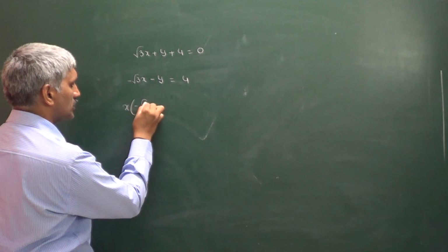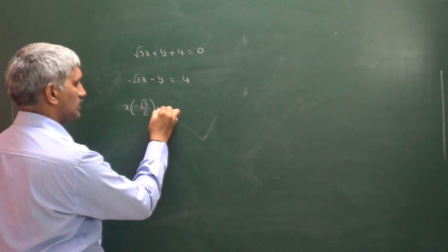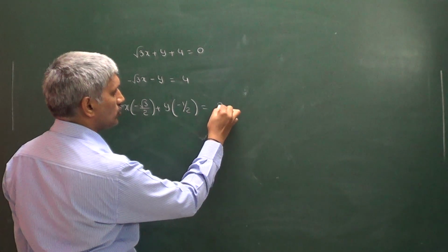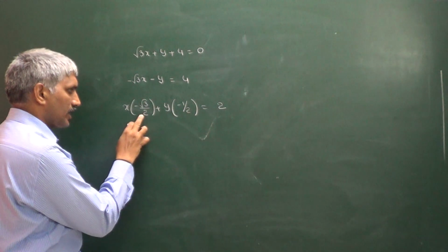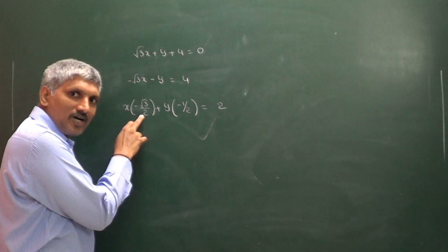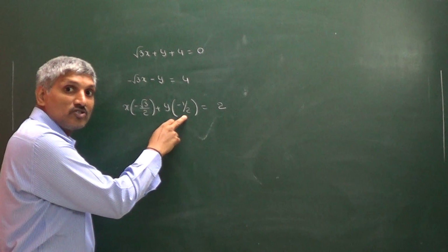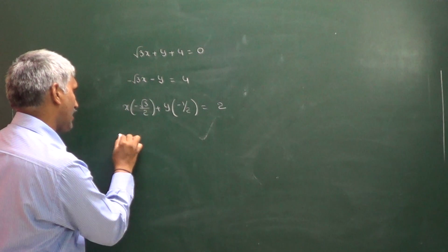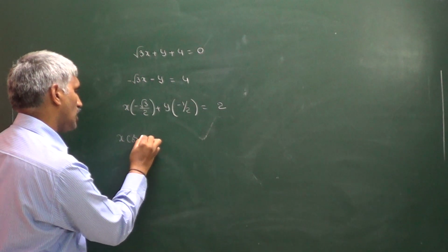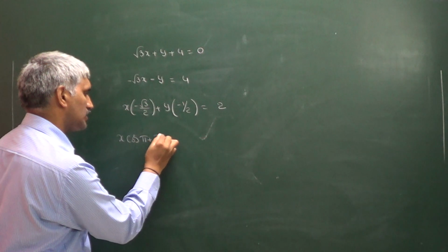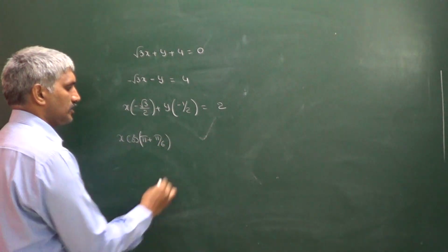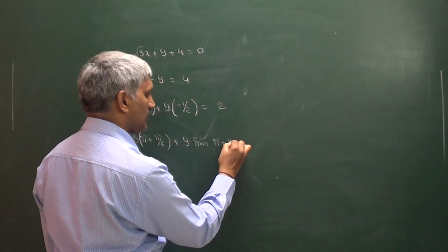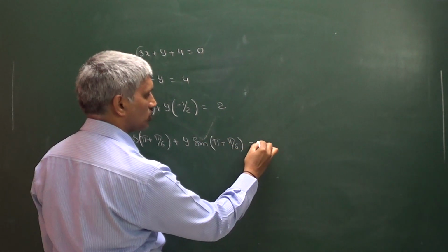x into minus root 3 by 2 plus y into minus 1 by 2 is equal to 2. So I can write, this is cos alpha. Cos alpha negative, sin alpha also negative. Where? Third quadrant. Third quadrant is pi plus. So now I can write this one as x into cos of pi plus pi by 6, right? Plus y into sin of pi plus pi by 6 is equal to 2.